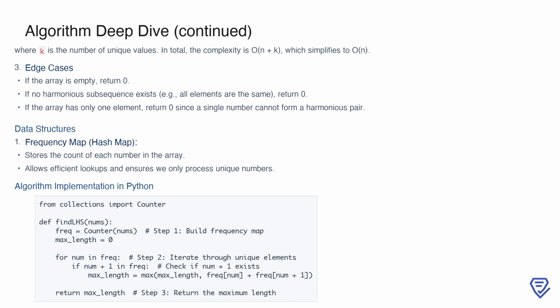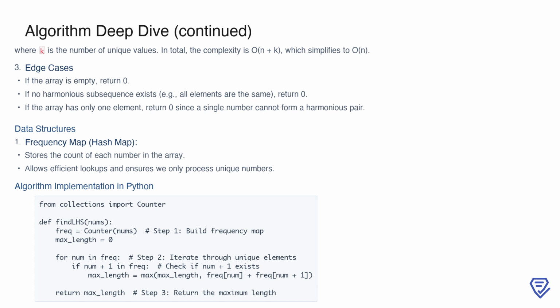If the array is empty, there are no elements to form a harmonious subsequence, so the result should be 0. Similarly, if all elements in the array are the same, the difference between the maximum and minimum values is 0, which doesn't satisfy the problem's constraints, so the result should again be 0. If the array has only one element, it's impossible to form a harmonious pair, so the result is also 0.